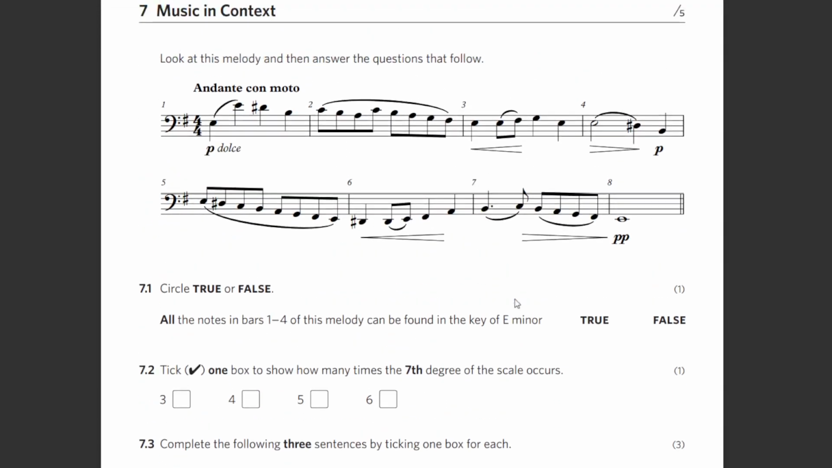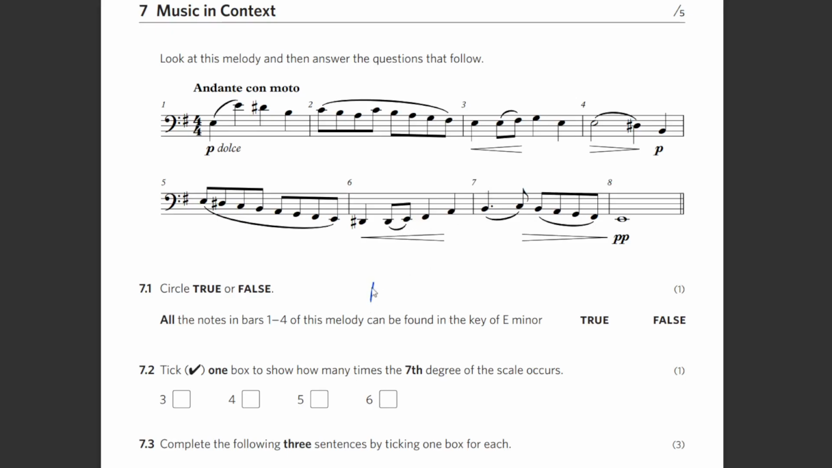Okay, next let's look at 7, which is music in context. You are asked to look at this melody and then answer the questions that follow. So now let's take a look at this. Circle true or false. All the notes in bar 1 to 4 can be found in E minor. So let's look at E minor.